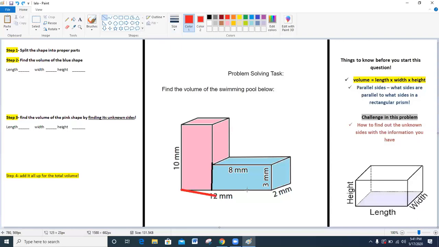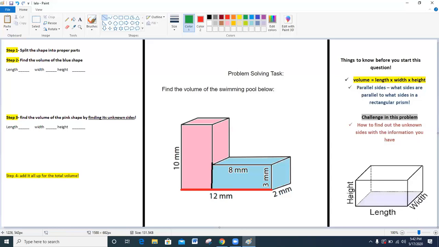So this right here is what this 12 millimeters is. The reason why this is not my length in this problem is because that 12 millimeters is shared by both the blue and the pink shape. So it doesn't make sense to write down 12 as my length because my length is shared with both of these. So that cannot be my length because it's shared between both of those colors.